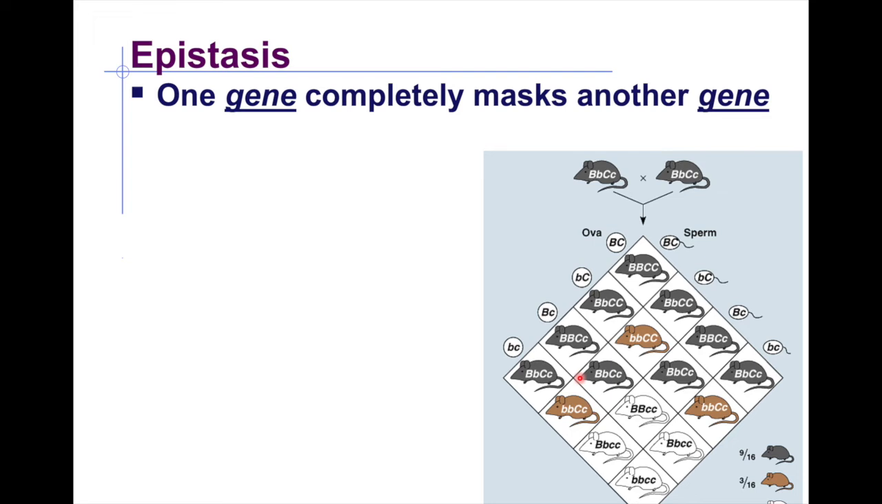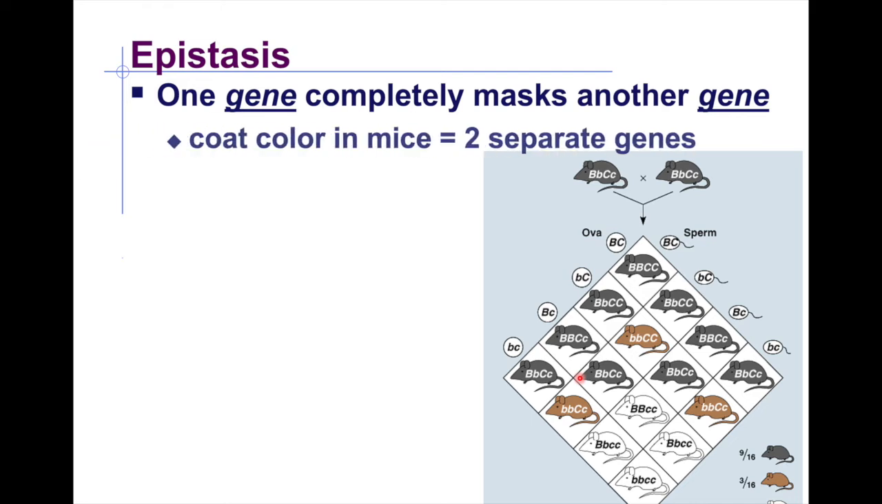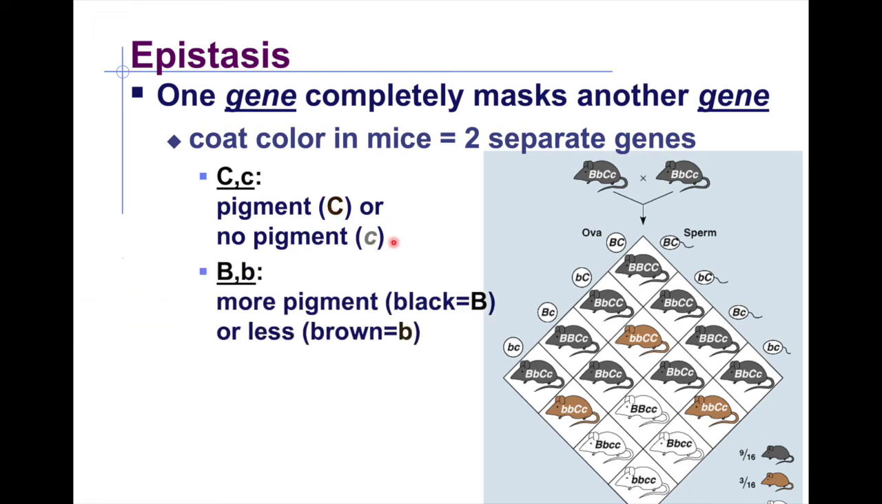Now we move on to epistasis. In epistasis, one gene tends to completely mask another gene. What does this mean? In mice, coat color is controlled by two separate genes. They can have the pigment if they have big C, but the absence of the pigment if it's a small c. They can have more pigment if they have the big B allele, or less, so they end up being brown, for a small b allele.